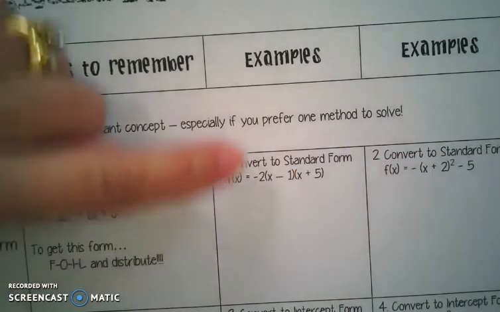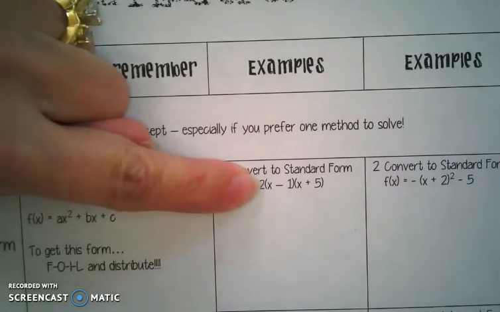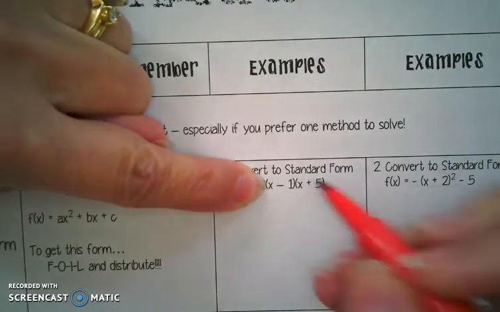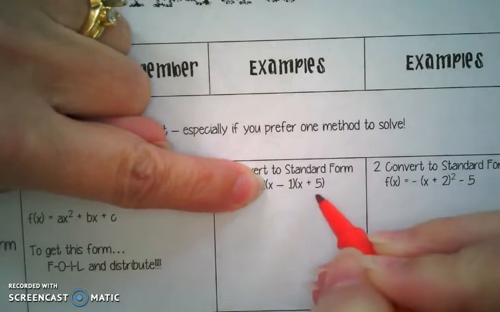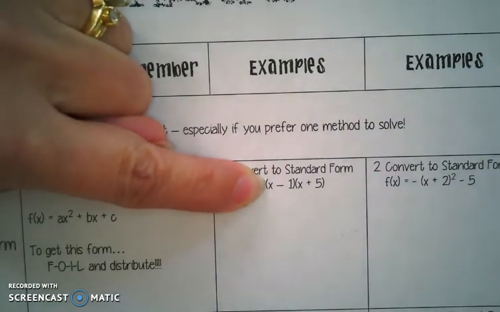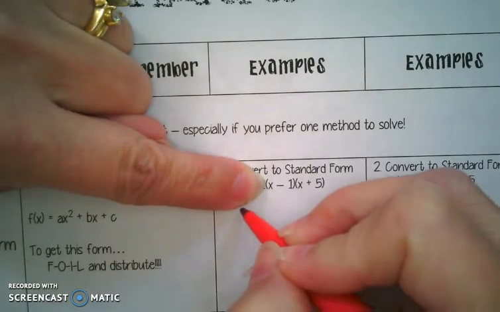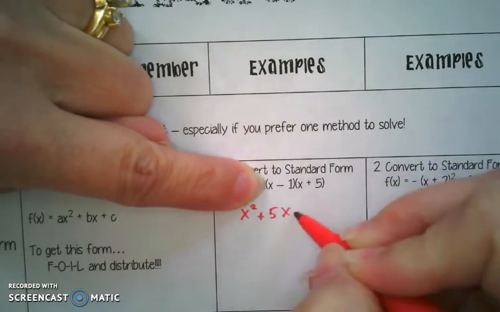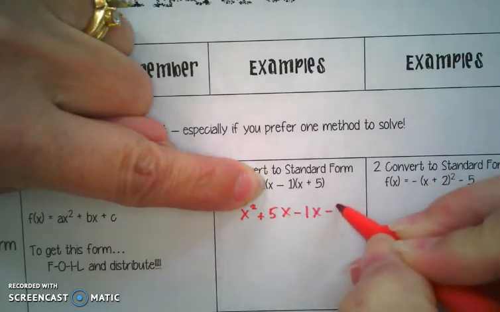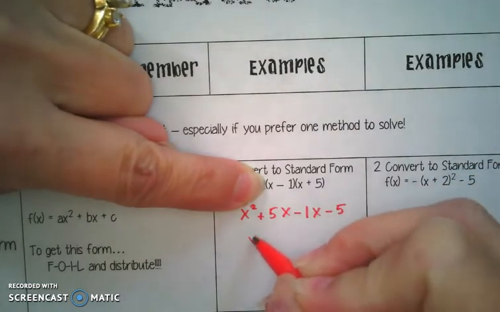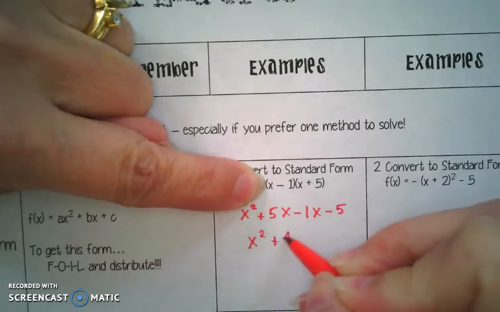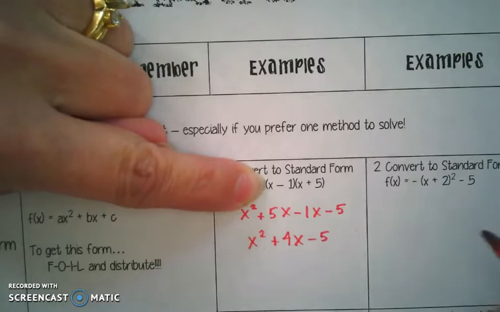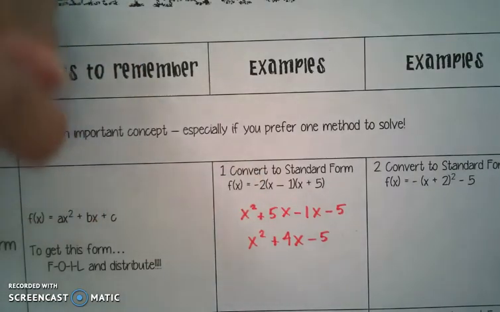So first thing I'm going to do is FOIL. So I'm going to ignore this -2 out here for just a second. And I'm going to FOIL this together. So if we FOIL x minus 1 with x plus 5, remember FOILing is just distributive property. So we would get x squared plus 5x minus 1x minus 5. So that would give us x squared plus 4x minus 5. So we FOILed those together. That's what we got. Now the next thing that we're going to do is distribute.